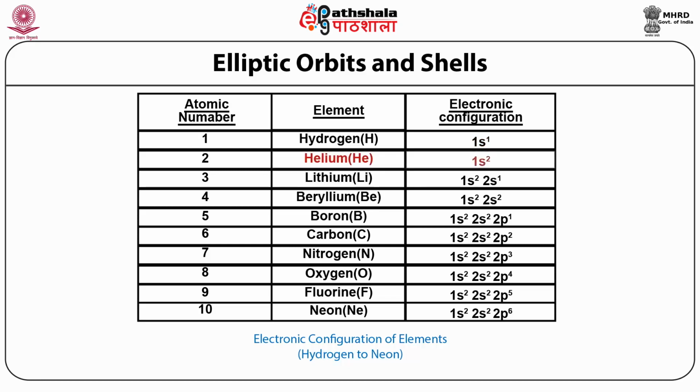For helium, it is 1s2, because both the electrons can be accommodated in the 1s orbit. And then lithium, beryllium, and so on. And finally, neon is an inert gas, because both K and L shells are completely occupied. 2 electrons in the K shell, and the remaining 8 electrons are accommodated in the L shell, 2 of them in 2s orbit and 6 of them in the three 2p orbits.